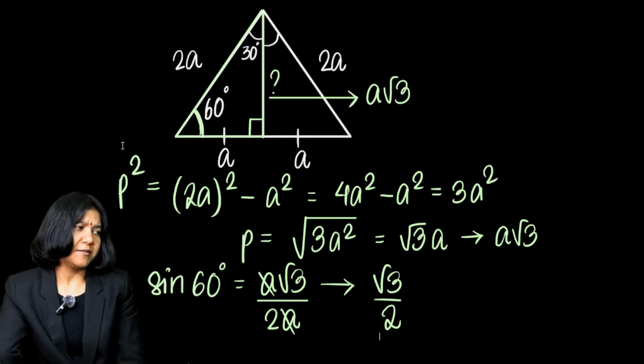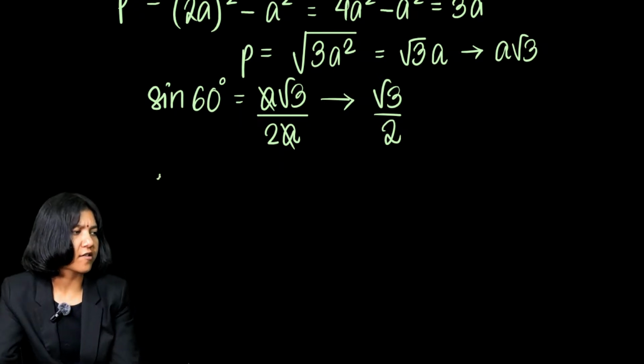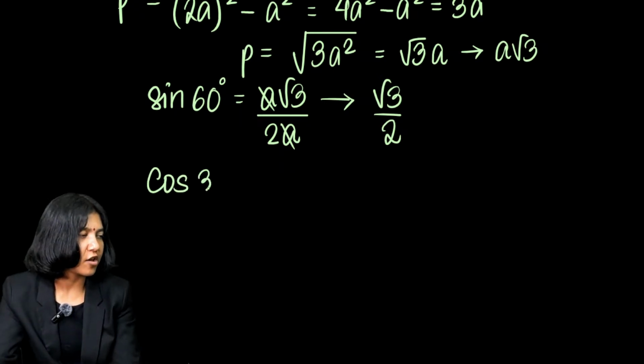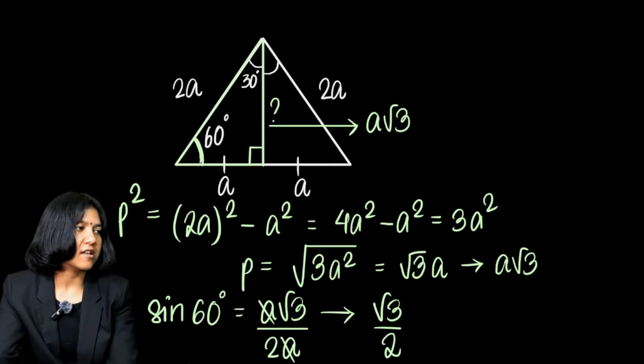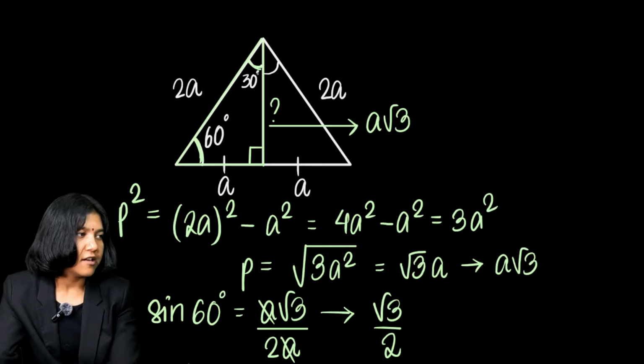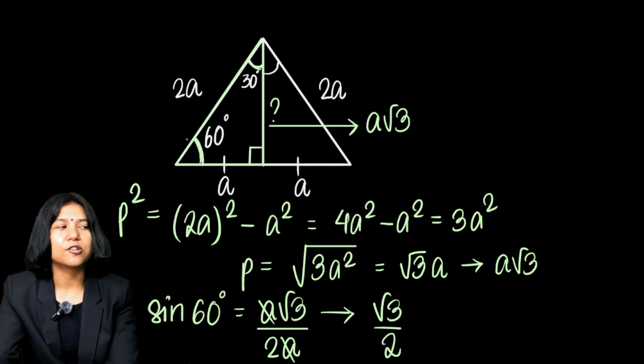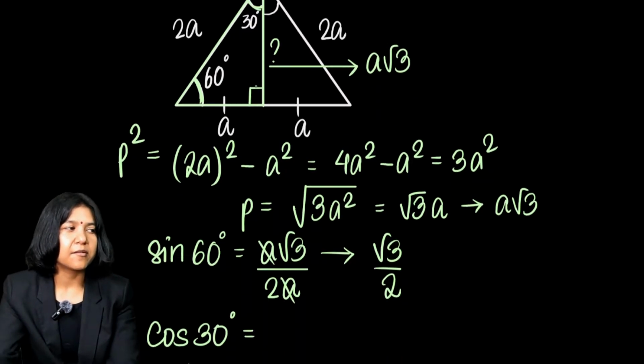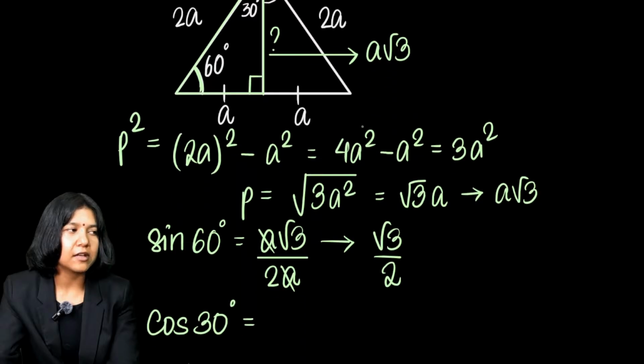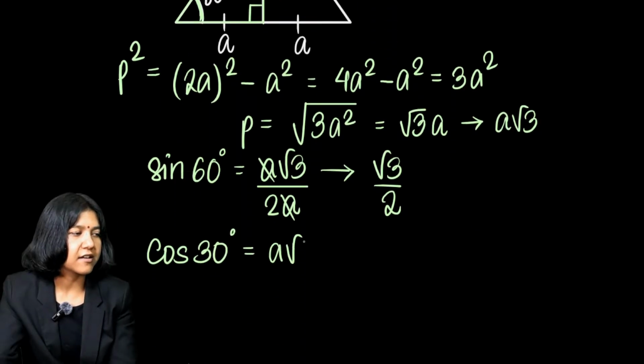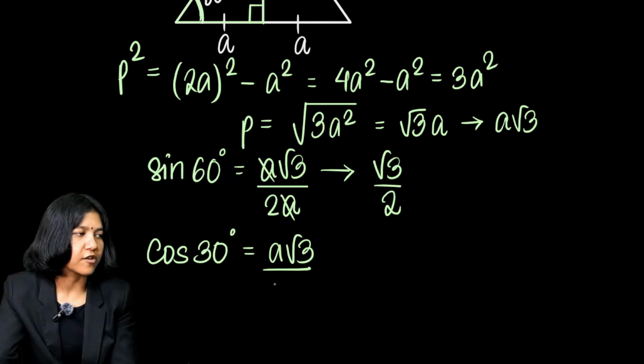Now, let's find cos 30. To find cos 30 degrees, we look at this angle, and with respect to this angle, the base happens to be the same as the perpendicular of the previous angle. So the base here is a root 3, divided by the hypotenuse. It gives me the same thing as I got for sine 60.